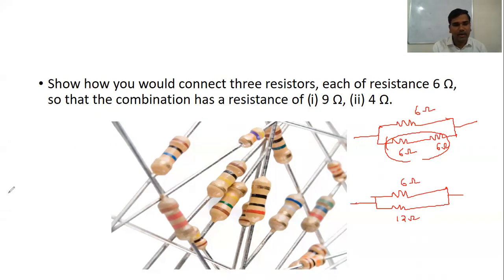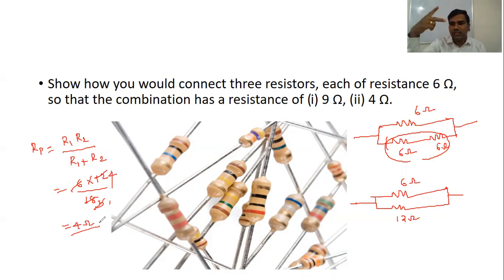Now this is in parallel. Two resistors are in parallel, so use the formula. Direct formula I am using: Rp is equal to R1 R2 divided by R1 plus R2. Now R1 is 6, R2 is 12, R1 plus R2 is 18. 6 ones are 6, 6 threes are 18, 3 ones are 3, 3 fours are 12. We will be getting 4 ohms. Now the answer is two resistors should be in series, and to that, one resistor in parallel. We have to show this diagram, then your answer is correct.